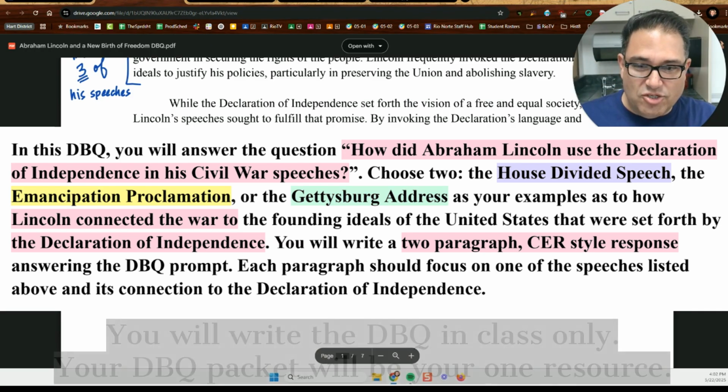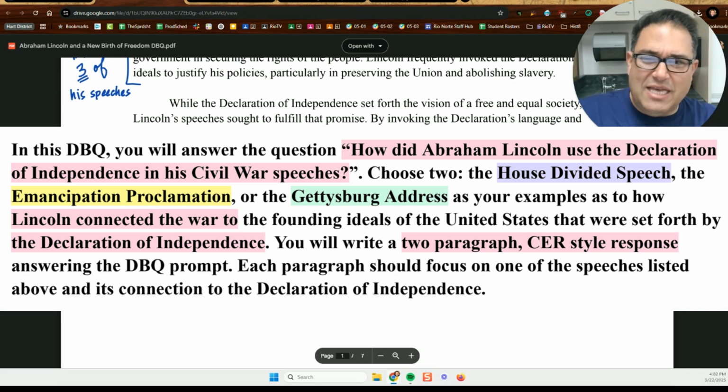The House Divided speech, which technically was a pre-Civil War speech, but we're going to call it a Civil War era speech for the purposes of this assignment. The Emancipation Proclamation, which did come out during the Civil War, or the Gettysburg Address, which was a Civil War speech for sure. So choose 2 of these primary sources.